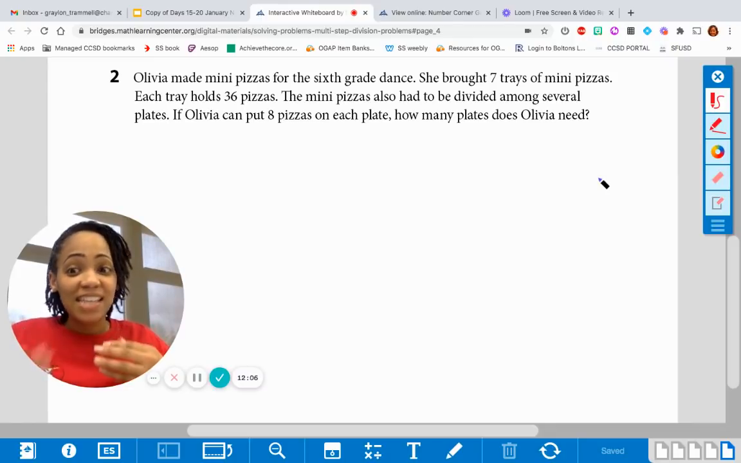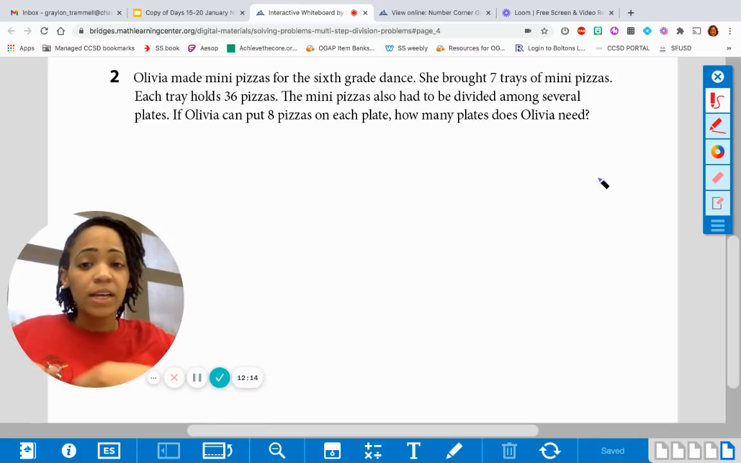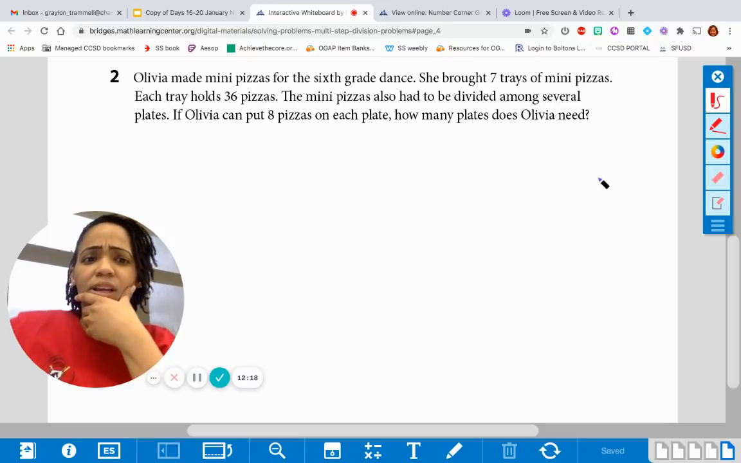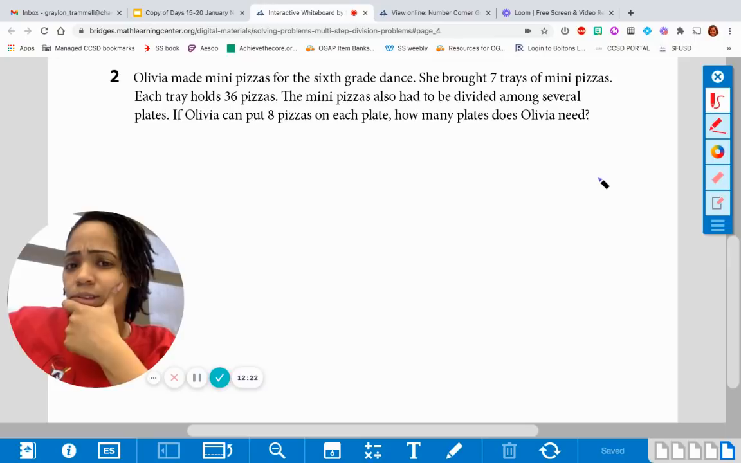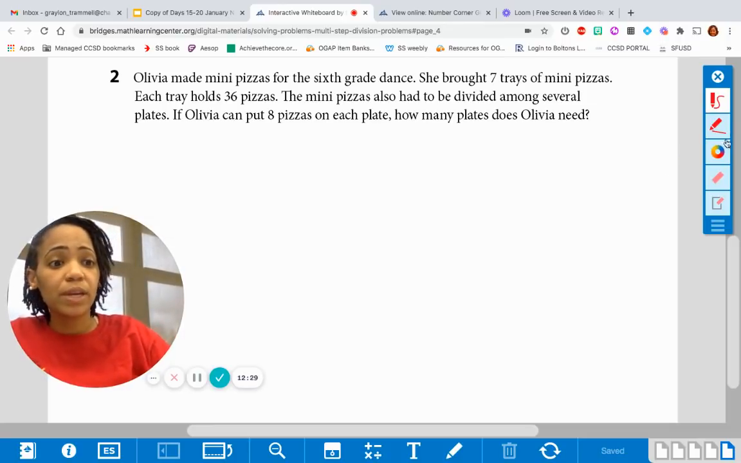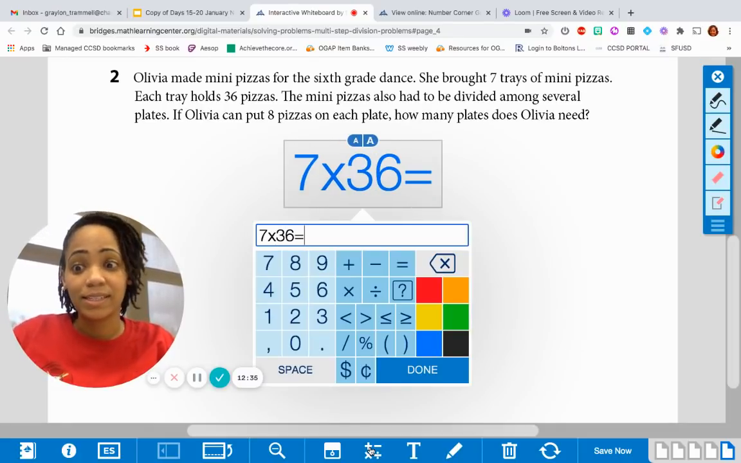Yeah, 7 trays, and each one has 36 pizzas. That's what she's bringing to the dance. And now she has to cut them all up or do whatever and put 8 pieces on each plate. So, how many pizzas does she have total? What do we have to do? What's our equation here? Good. It is 7 times 36.